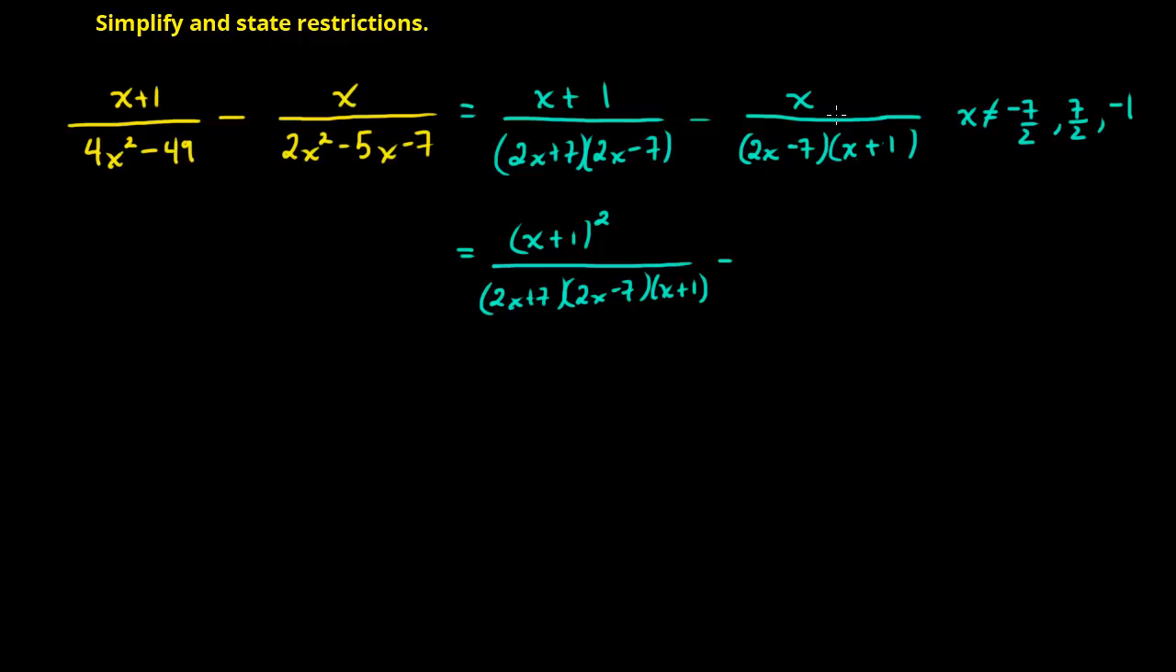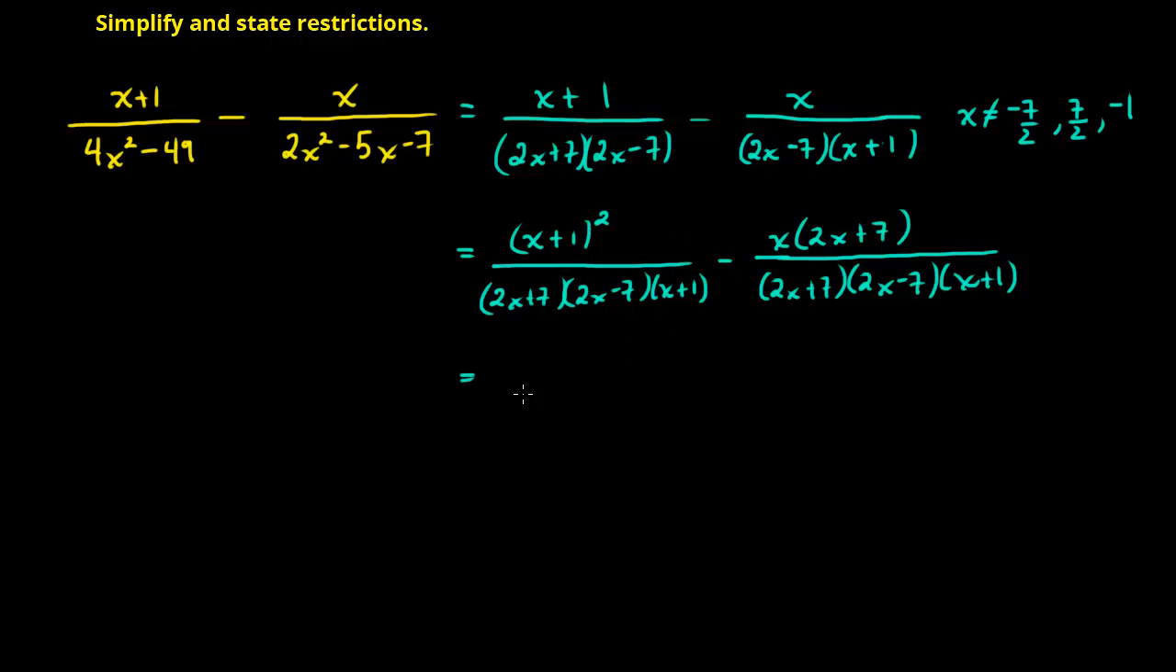For this second fraction, I have to multiply the numerator and denominator by whatever factor is missing, which is 2x + 7 in the second denominator. So I have to multiply the numerator by 2x + 7, and I have to multiply the denominator as well. Effectively, all that I'm doing is just multiplying this entire rational expression by 1. So I'll multiply by 2x + 7, and I get (2x + 7)(2x − 7)(x + 1). Now that the denominators are the same, I've found a lowest common denominator.